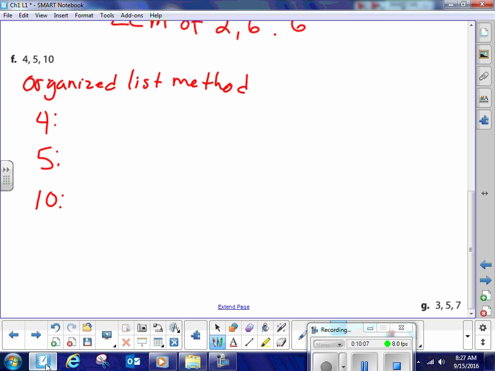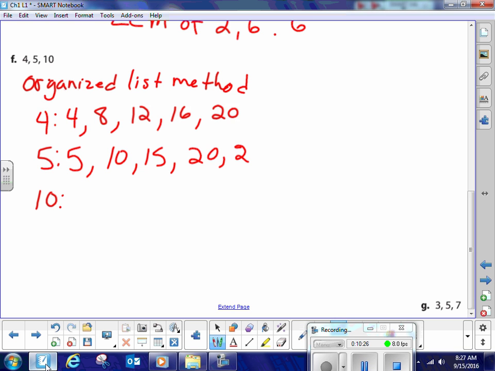Now, I would only go out to about 10 the first time I do it. So 1 times 4 is 4, 2 times 4 is 8, 3 times 4 is 12, 4 times 4 is 16, and 5 times 4 is 20. Then you come over to the 5s and you bust out 5 5s real quick. 1 times 5, 2 times 5, 3 times 5, 4 times 5, and 5 times 5.